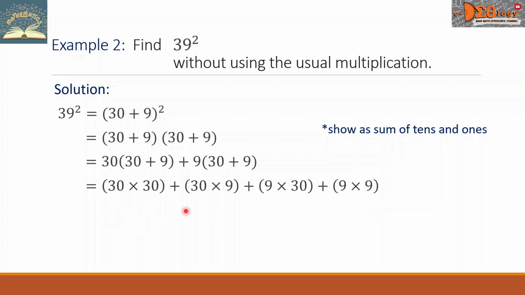We simplify each of the products. So we have 30 times 30 is 900, plus 30 times 9 is 270, plus 9 times 30 is 270, plus 9 times 9 is 81. Finally, the total sum is 1,521.